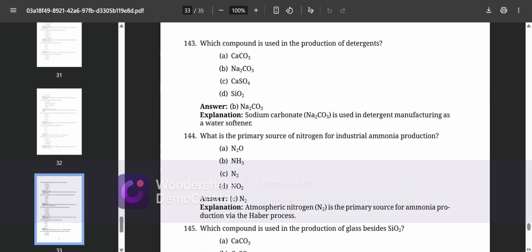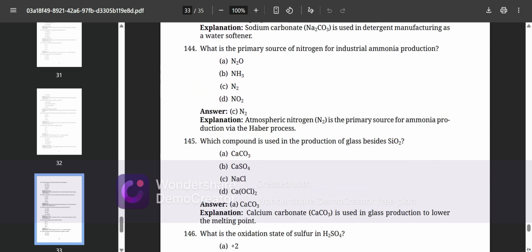Which compound is used in the production of detergent? Na2CO3, sodium carbonate. Na2CO3 is used in detergent manufacturing as a water softener. What is the primary source of nitrogen for industrial ammonia production? Atmospheric nitrogen is the primary source for ammonia production via the Haber process.